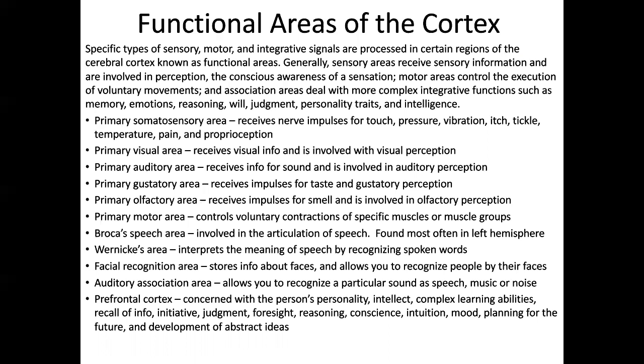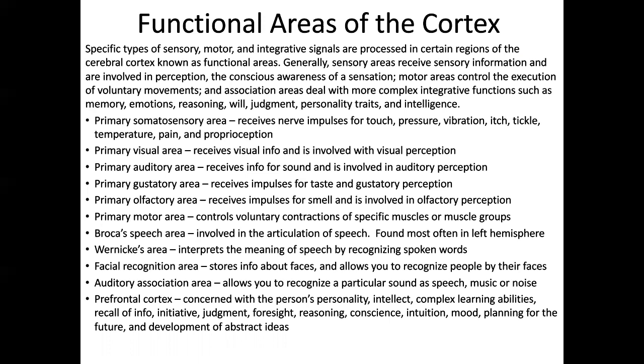So let's read through and I'll explain that. Specific types of sensory, motor, and integrative signals are processed in certain regions of the cerebral cortex. We call these areas functional areas. The pretty straightforward description is as follows. Generally, sensory areas receive sensory information. So in other words, this is where sensory signals end up and are involved with perception, conscious awareness of a sensation. So like right now, you're utilizing your primary visual area to process what you see. You're using your primary auditory area to process what you hear.